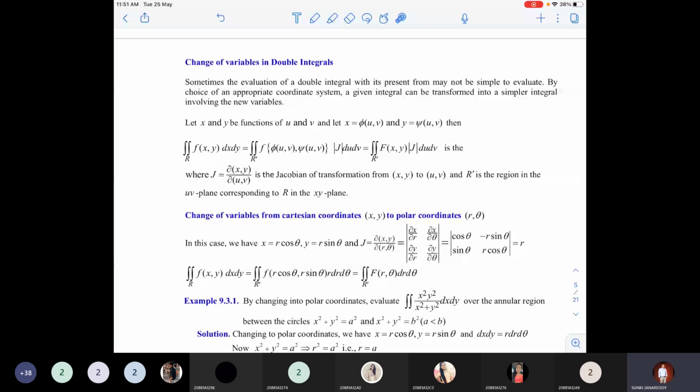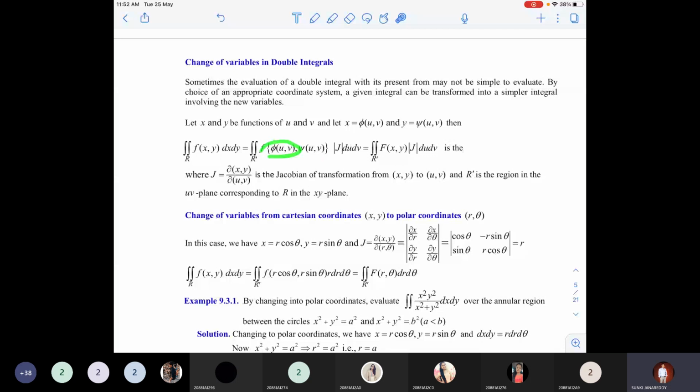Okay, then here all of you listen to me carefully. Here we are changing xy to uv. How to change that one you should observe. First here R is the region, the xy region, R dash is the uv region. Now here double integral over R dash f of, in place of xy what we can substitute here? Phi of u comma v, psi of u comma v, that you should observe. You should substitute here.